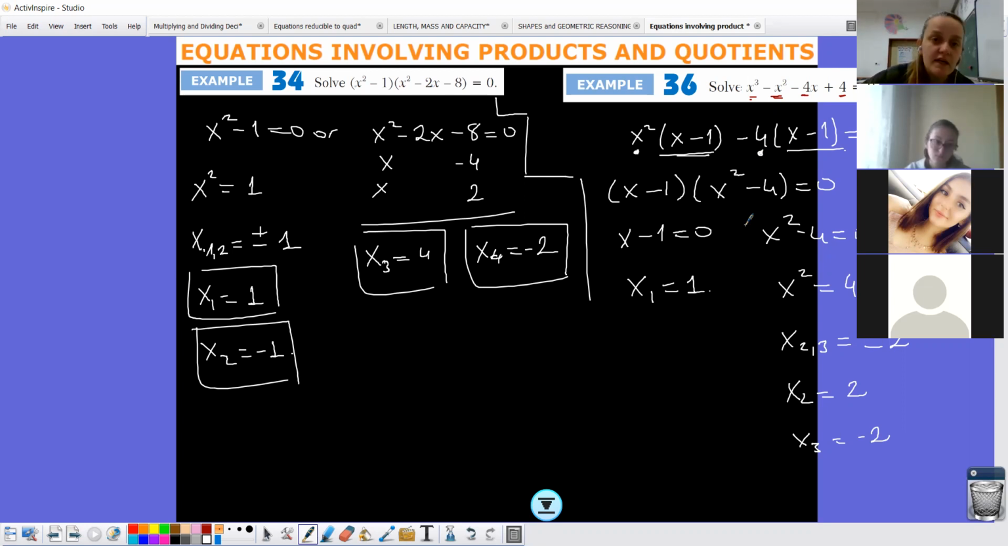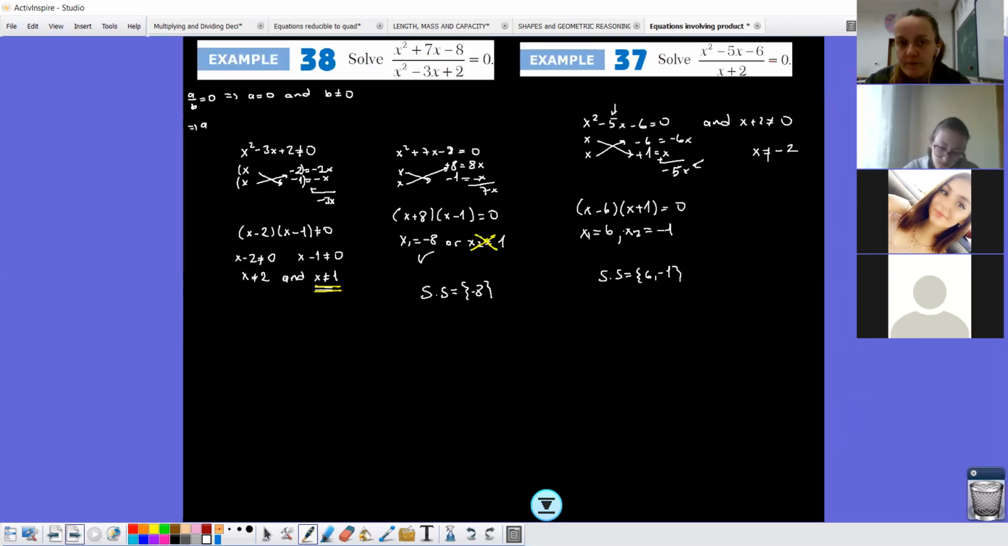This is equations involving products. These are the product of two expressions. If it is okay, I'm continuing to the next one to see different questions. No answer, so I'm continuing.